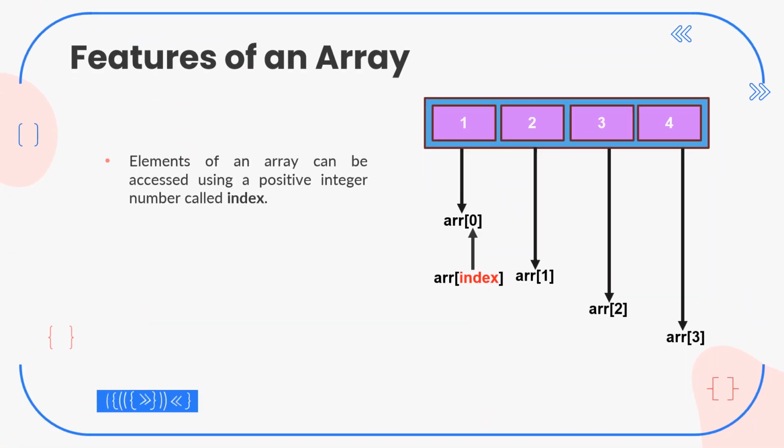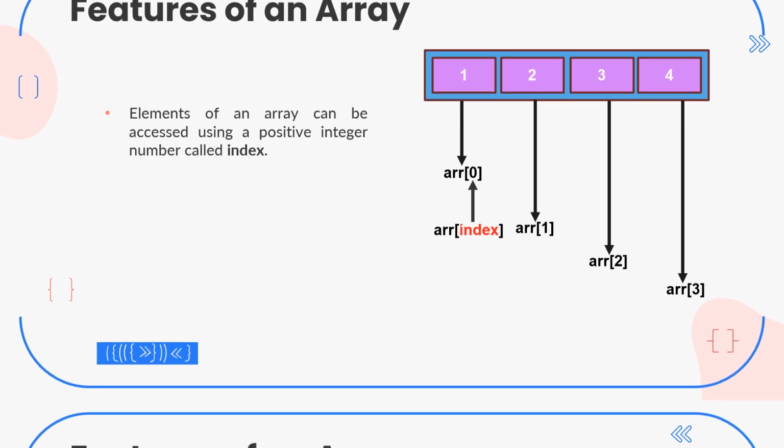The elements of an array can be accessed using a positive integer number called an index. The index represents the position of the elements in the array and starts from 0, incrementing up to 1 less than the total size of the array.